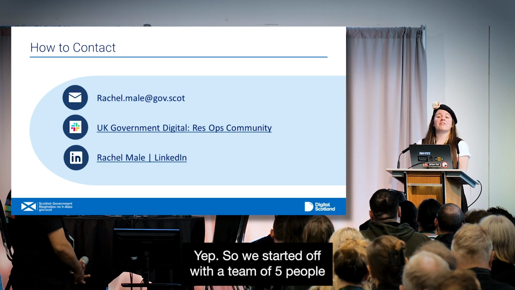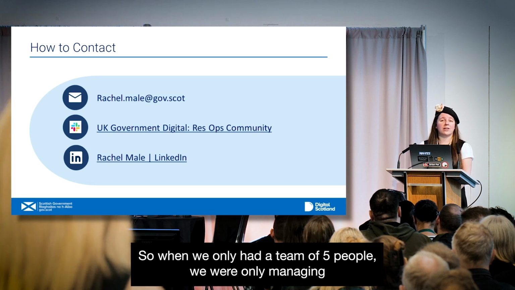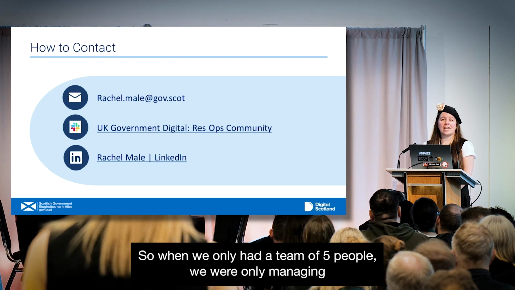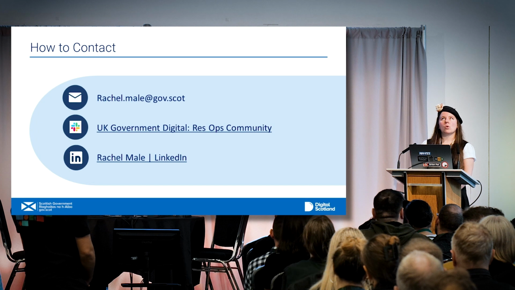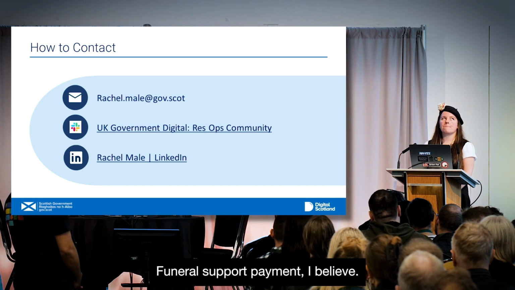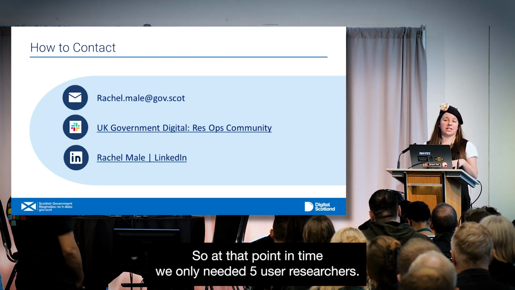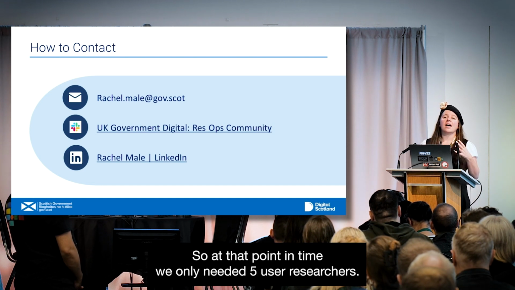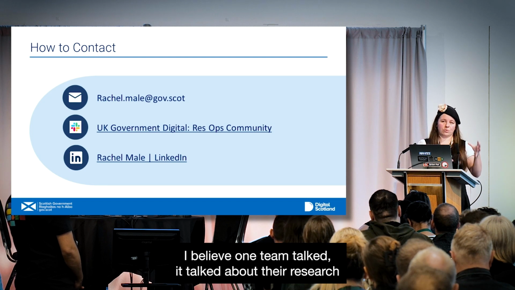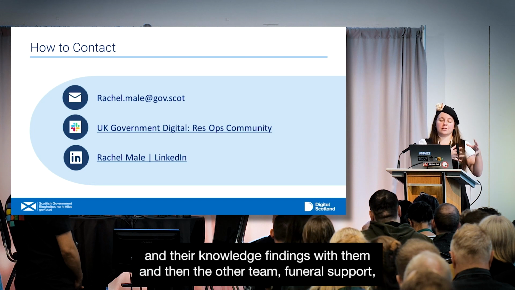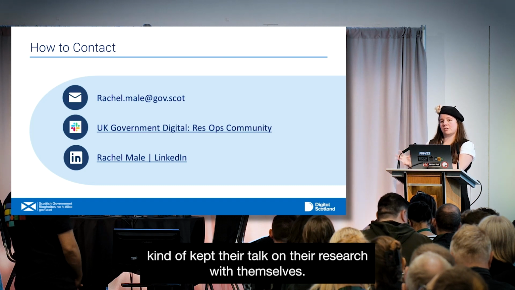So we started off with a team of 5 people, and we scaled to a team of over 40 user researchers. When we only had a team of 5 people, we were only managing 2 benefits at the time: Best Start grant and what was the next one? Funeral support payment, I believe. So they were the 2 that we were looking at the time. At that point in time, we only needed 5 user researchers. I would say there was still a bit of siloed working there. I believe one team talked about their research and their knowledge findings with them, and then the other team, funeral support, kind of kept their talk and their research with themselves.